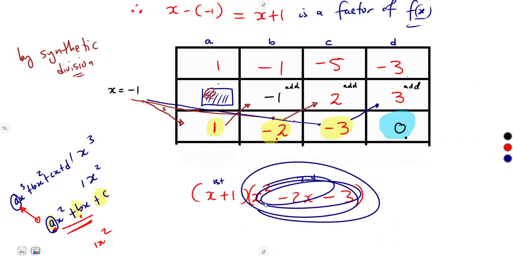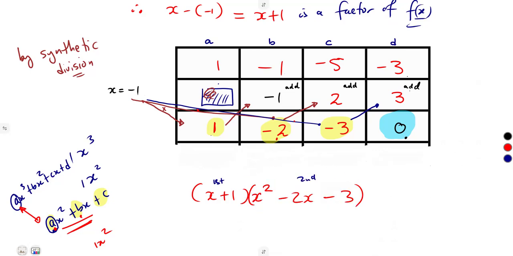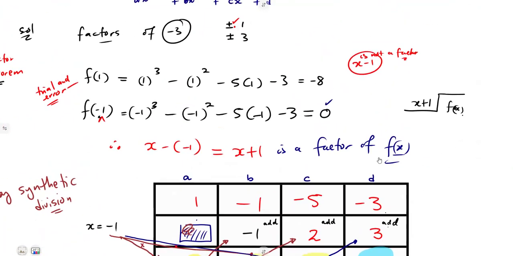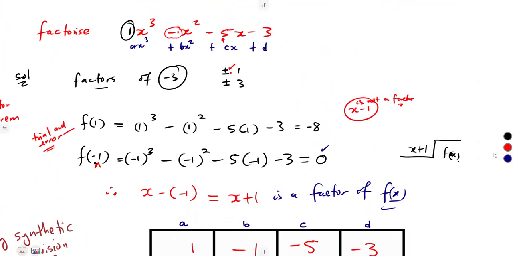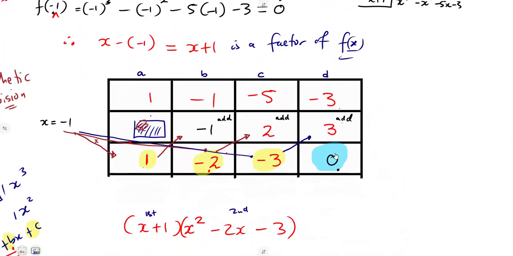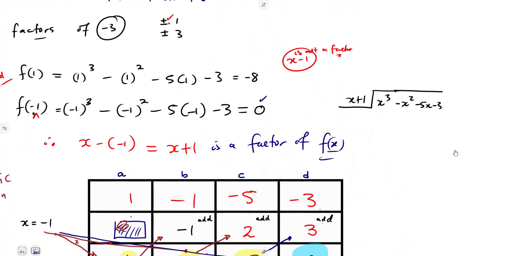It is the exact factor that you're going to obtain if you were to use long division, taking this x plus 1 into that x cubed, all right? You divide the same way, x plus 1 into x cubed minus x squared minus 5x minus 3, like this. From that, you are going to obtain the same quadratic expression on top: x squared minus 2x minus 3. This is what you're going to obtain.